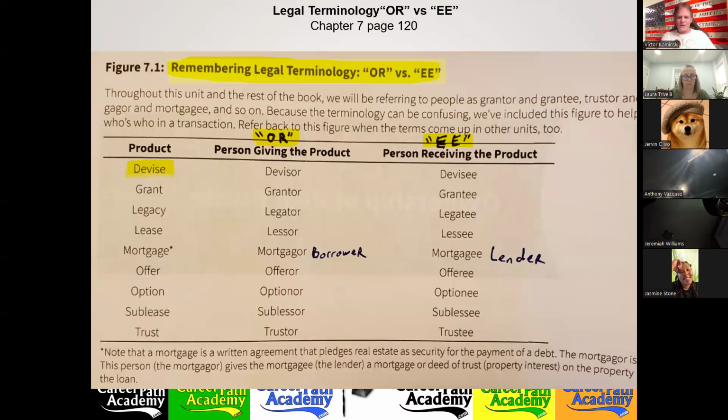But you guys can see it works the same way with all of these terms. As long as you know what the root word means, the ones that end in OR is the person that's giving. The one that ends in EE is the person who's receiving. Don't worry, we'll have this graphic up again in chapter 7 where you can do the highlights and write these things next to it.